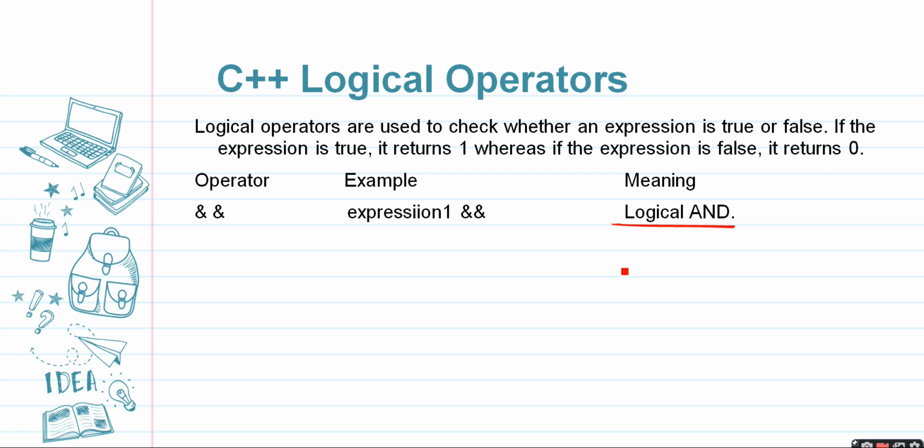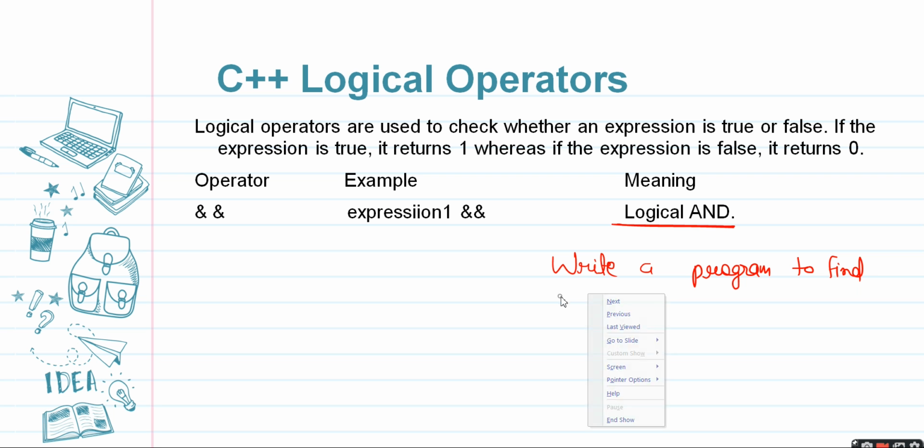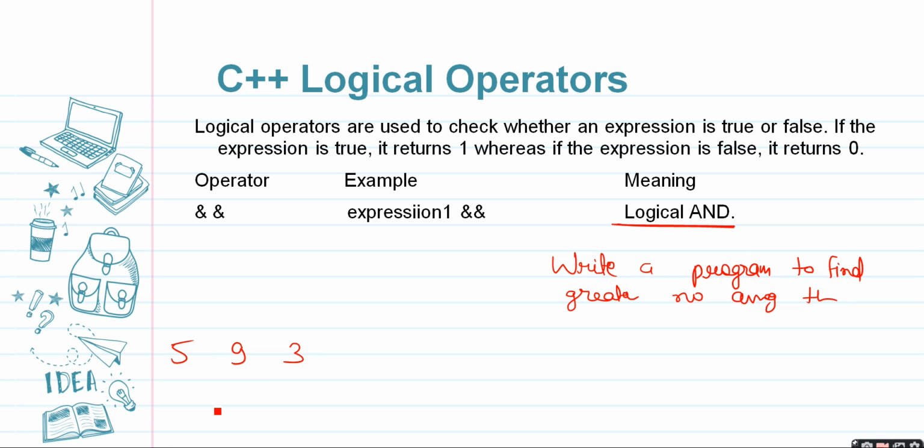Okay, let's take a short example. Let's say I need to write a program to find the greater number among 3 numbers. Let's say I have 5, 9, 3. I need to find the greater number among these numbers. How can I write the program?